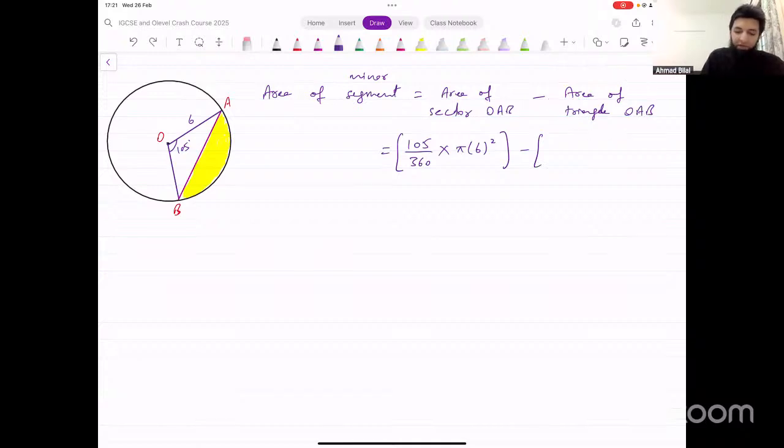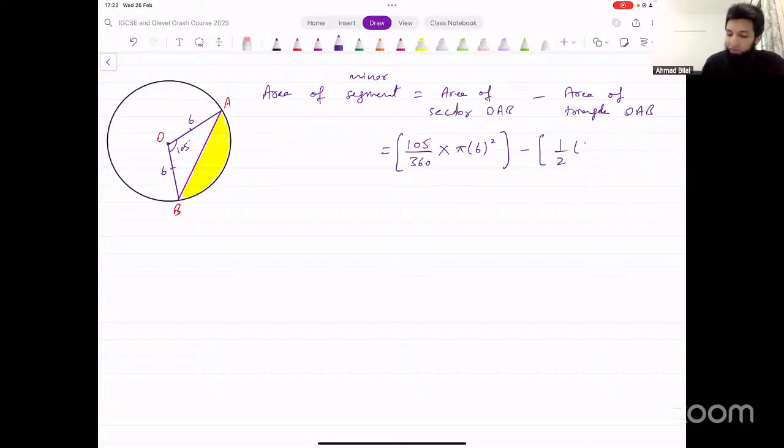How do you find the area of this triangle? We're talking about this triangle. How can we find the area of this triangle? We have 2 formulas for area of triangle, right? Half into base into height or half ab sine C. Now in this case, since we know 2 sides already, one is 6 and the other side is also going to be 6 because they are both radii. So we have 2 sides in this triangle and we have the angle between those 2 sides. We can use that sine formula for the area of the triangle, half ab sine C.